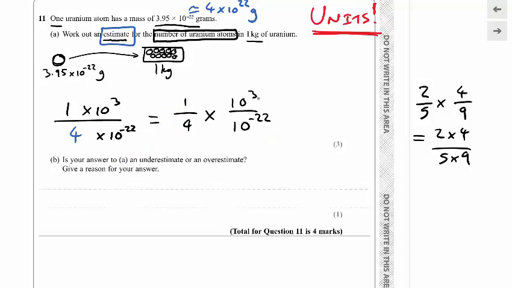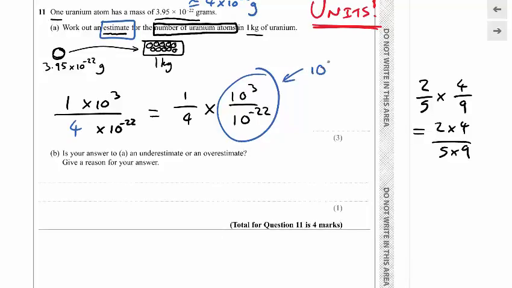Because if I work backwards, I just multiply the numerators together to get that, and then I multiply the denominators together to get that. That looks pretty good to me. Now I've got this. Look at this, it looks suspiciously like laws of indices. What laws of indices do I know? This fraction just really means divide, so this means 10 to the power of 3 divided by 10 to the power of negative 22.